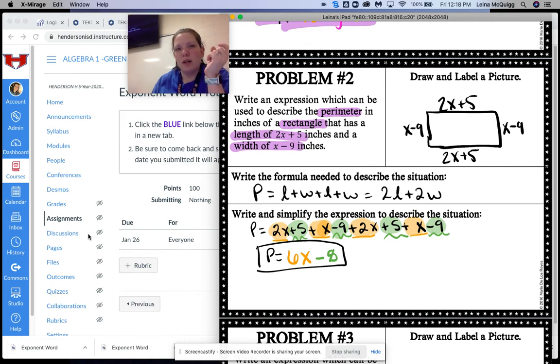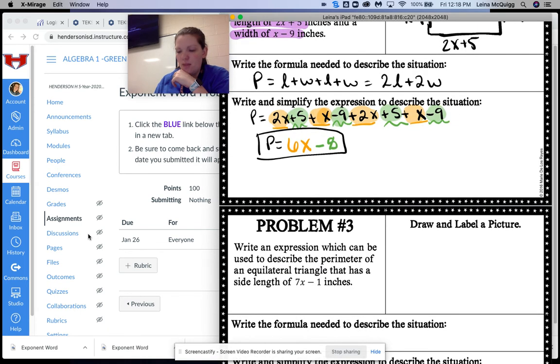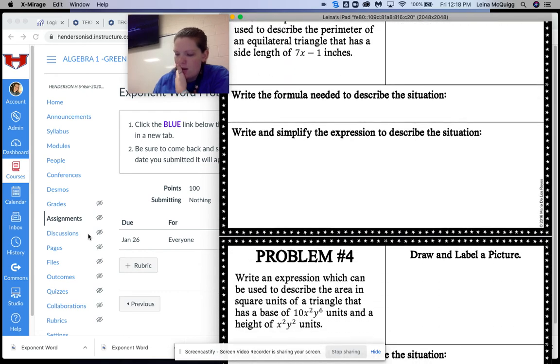So I know I said expression means we're not going to solve. We're not going to have an equal sign here. I'm not solving. I haven't solved to figure out what x is. That's what I mean by solving. We're just going to leave x in our expression. We're not going to solve to figure out what x is. We're writing it as an expression. And the perimeter can be found using this expression. Okay.